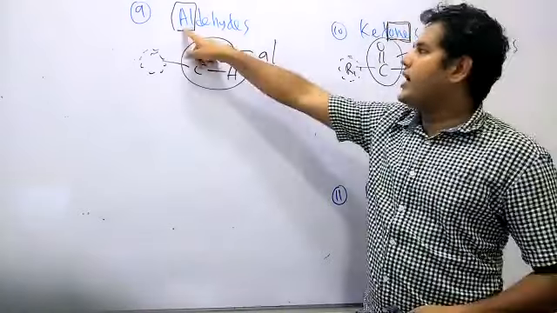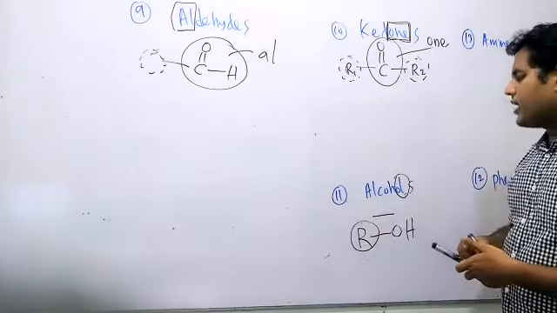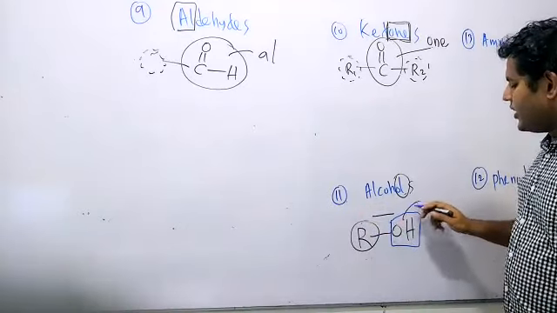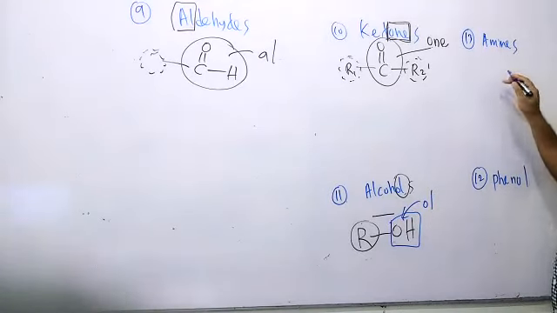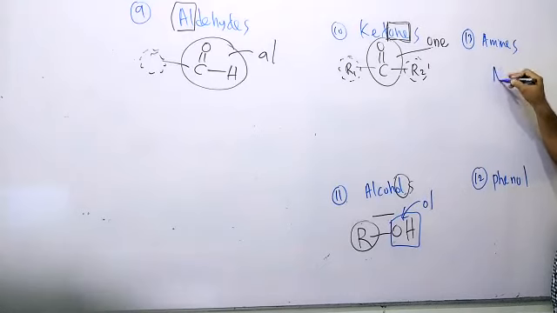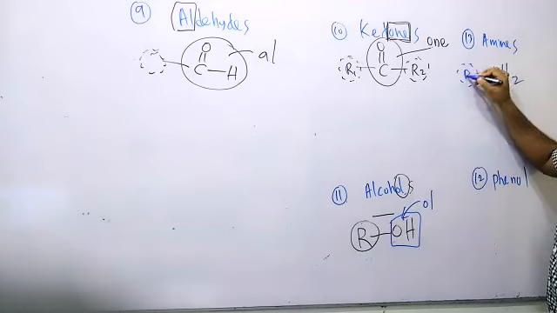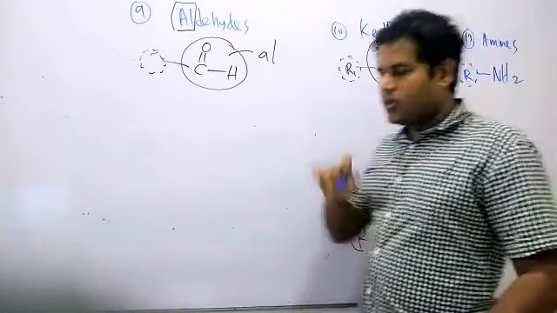From alcohols we'll be getting ol. See here, R with OH. This is alcohols. R means the alkyl group, and OH. So how do we name the alcohols? Using ol. How do we name amines? That is NH2. NH2 is attached to a certain R group. Phenol, I'll explain what phenol is. Now let's write some examples.